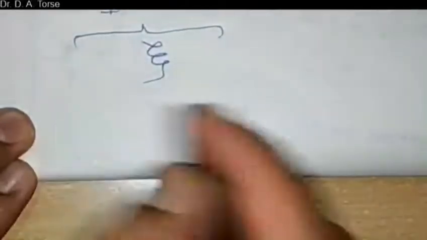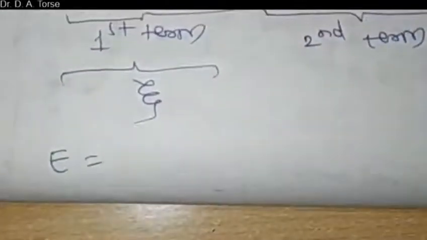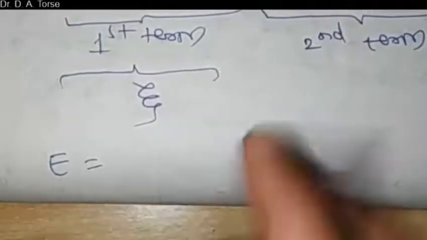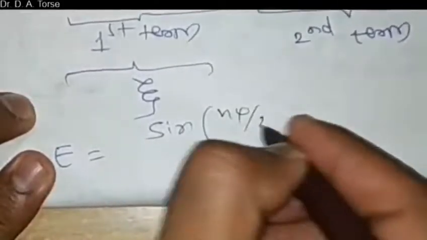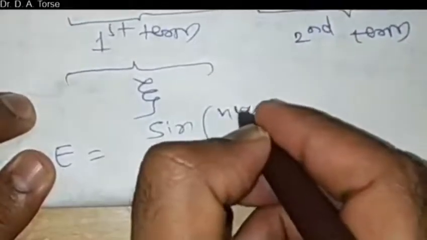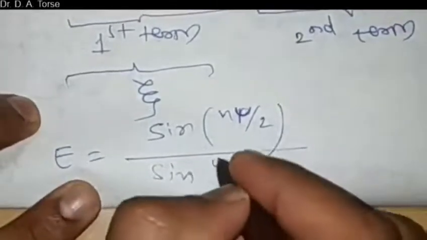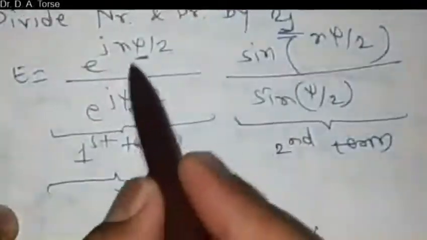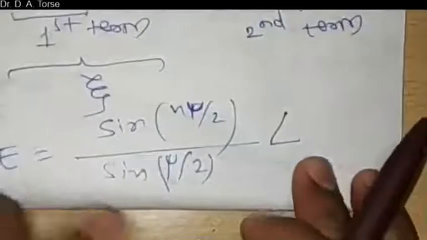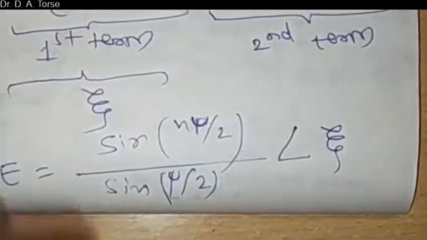So how can we write this equation now in the new form when we represent it in terms of phase? E equal to, we write the second term first because it is representing the magnitude, sine n psi by 2 divided by sine psi by 2, and the first entire term is representing the phase zeta. So now we got this equation.